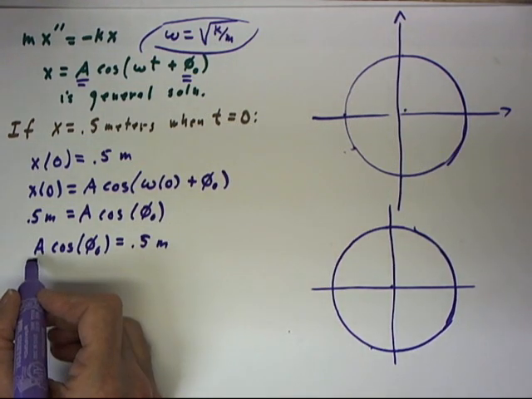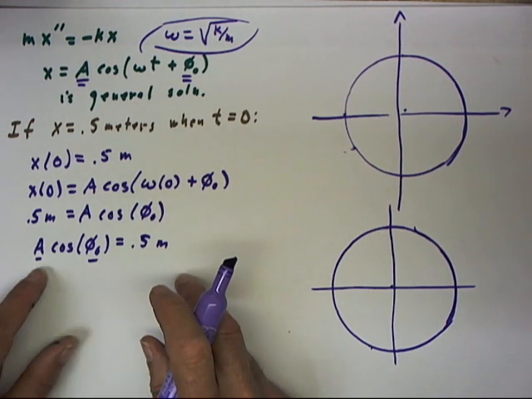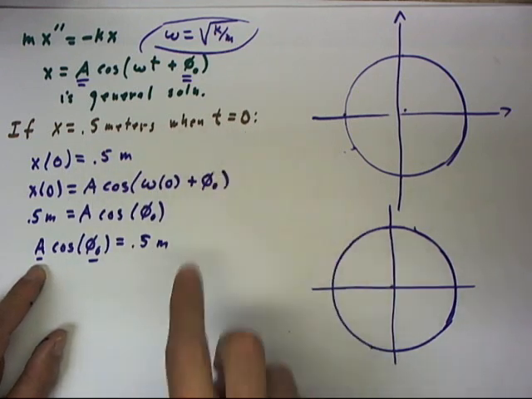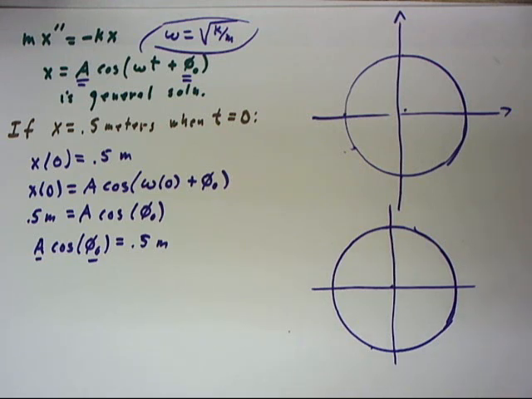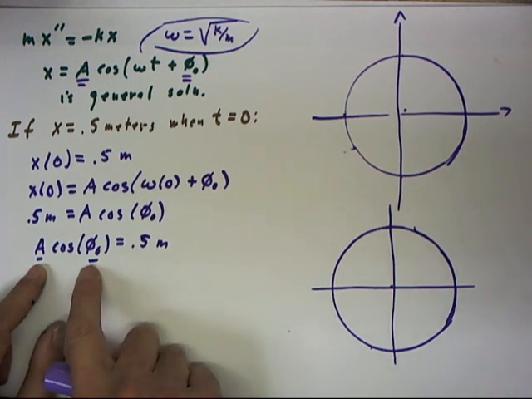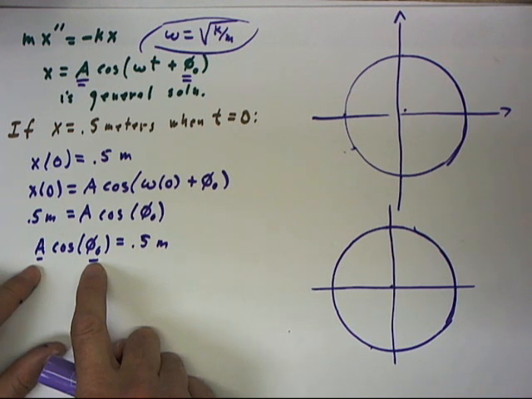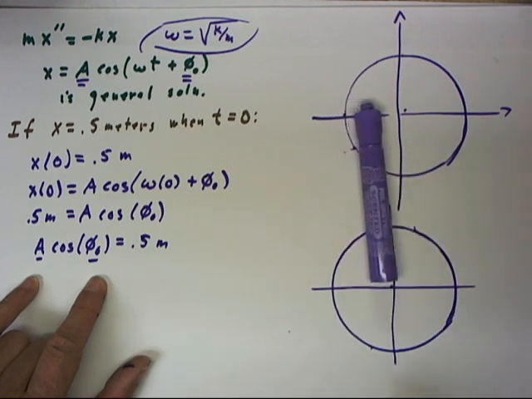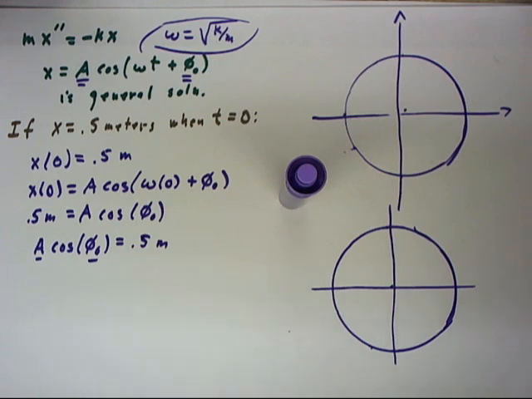Now, we've still got two constants. We've got A and we've got phi sub 0. So we don't yet know what either of these is, and with just one condition, if the only condition we have to satisfy is that x equals 0.5 meters when t equals 0, we could choose any value of A and find the phi sub 0, or we could choose any value of phi sub 0 and find a value of A that makes this true. But we don't have any unique pair of numbers for A and phi sub 0 that'll make this equation valid.